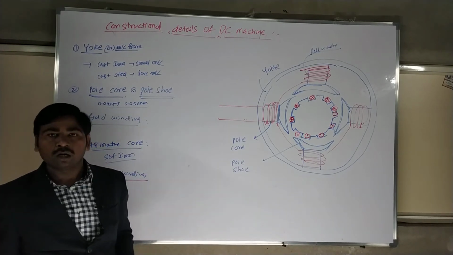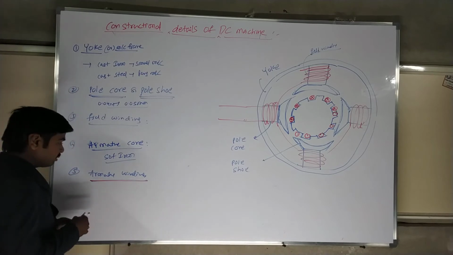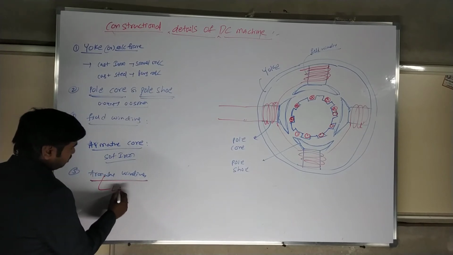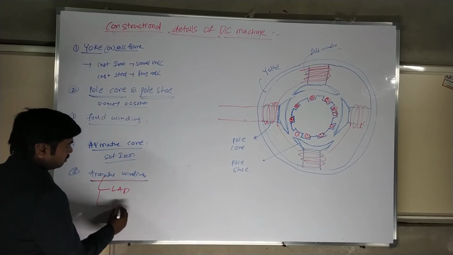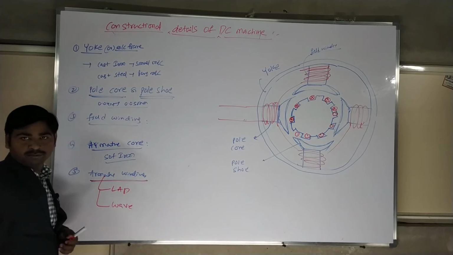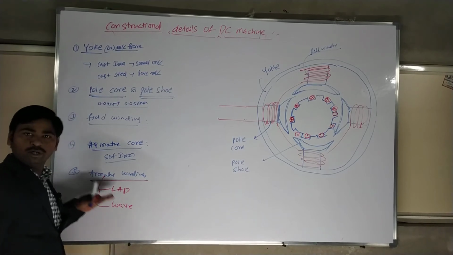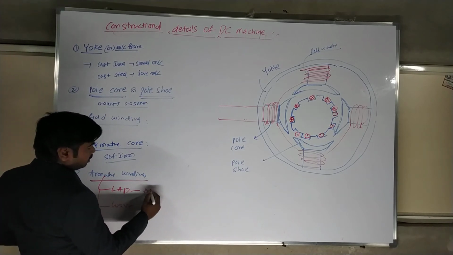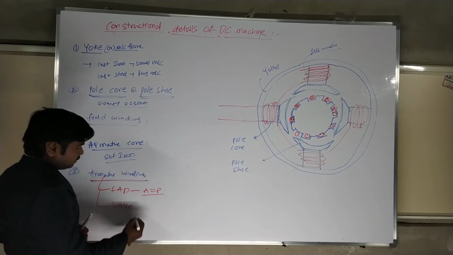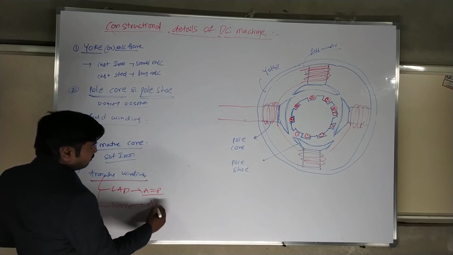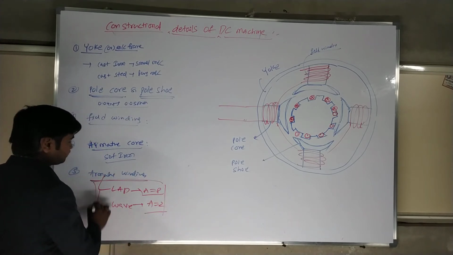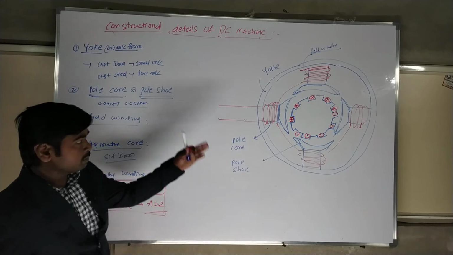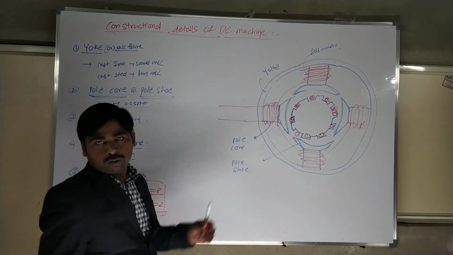That's armature winding. I told you that in the case of armature winding we have two types. One is lap winding, the other is wave winding. We will discuss lap winding and wave winding separately in individual videos. The basic thing: in lap winding, the number of parallel paths equals the number of poles. In wave winding, the number of parallel paths is 2. So the armature winding is placed over the armature core body.